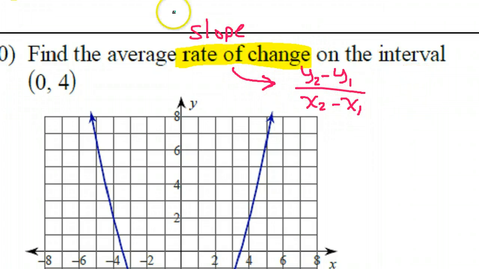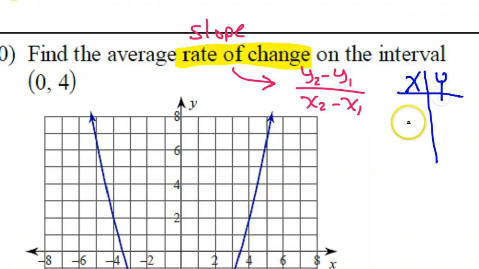And I have recommended making yourself a nice table of values. Now, when they give you the interval, you have to understand that they are giving you x values. 0 is an x value, and this 4 is also an x value. This is not an x and a y. These are two x values that they're talking about. So let's put them on our chart. There's 0 and 4. Now, our job is to find the y values that go with these x values.